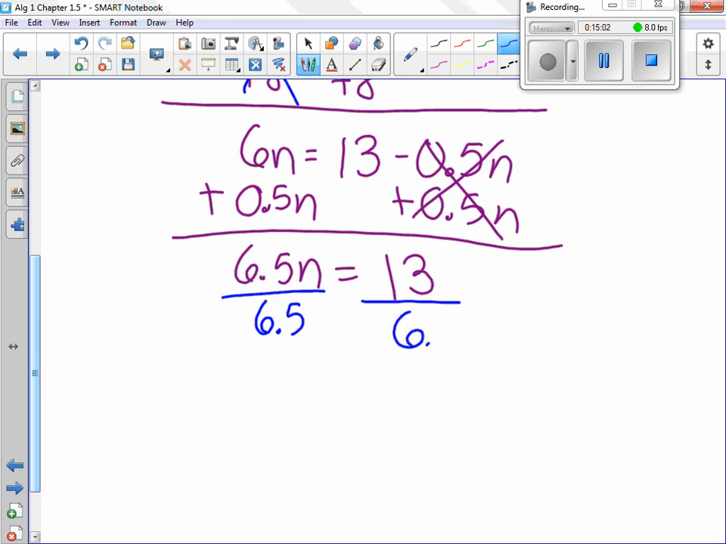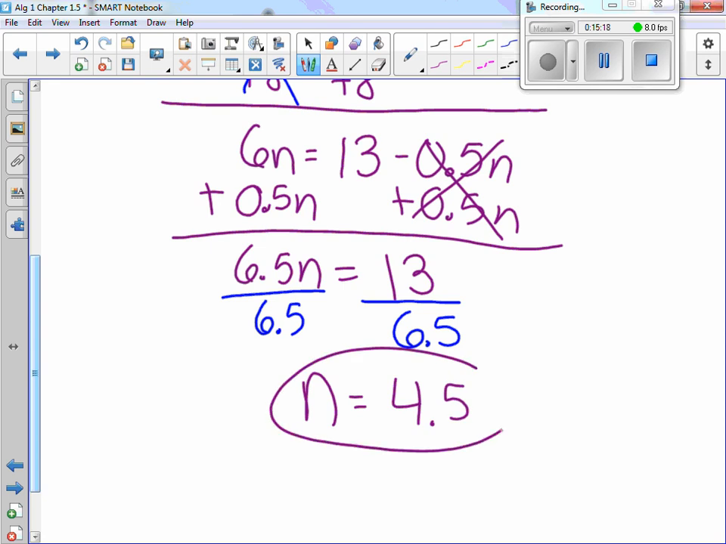6.5, because we need to get n by itself. And if we divide both sides by 6.5, if you type in 13 divided by 6.5 into the calculator, you get what? And that's it. That's all we have to do for this here.